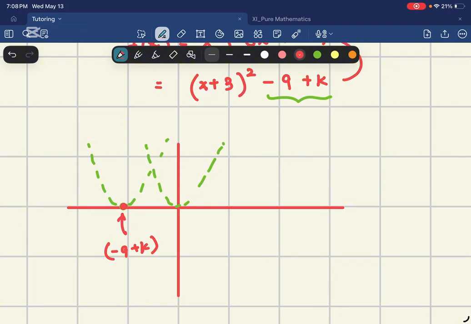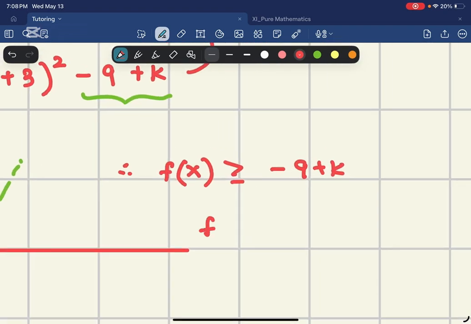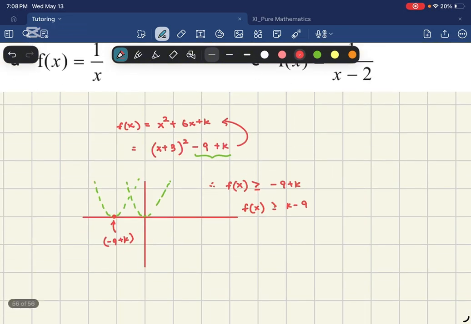And it's concave up, right? So therefore, your f of x is always going to be bigger than or equal to minus 9 plus k. So that is your range. So f of x is always bigger than or equal to k minus 9. Minus 9 plus k or k minus 9 is the same thing. So that is your solution.